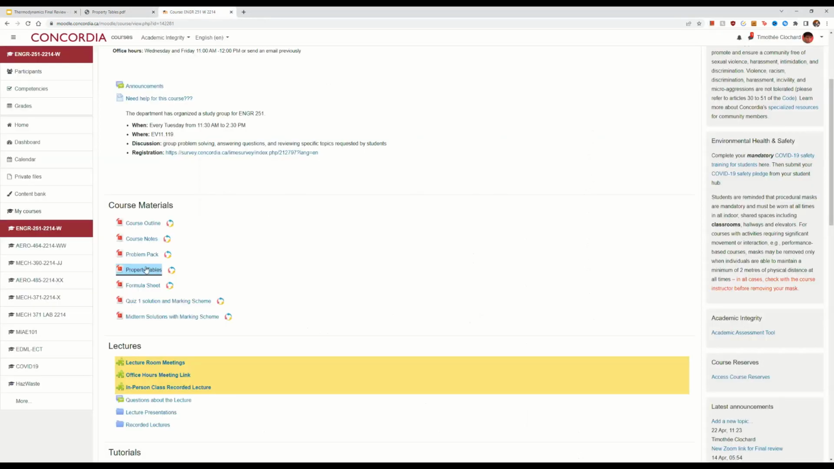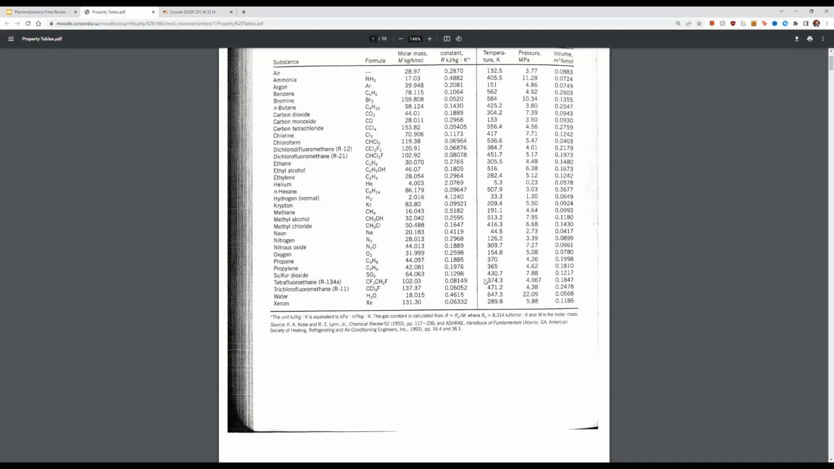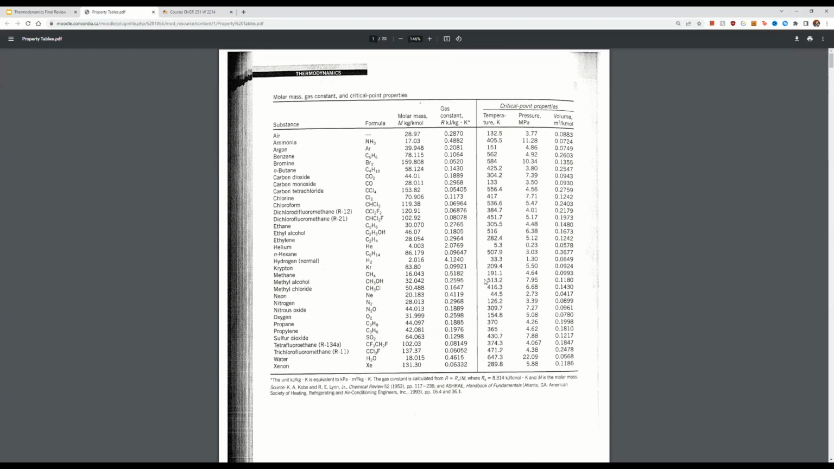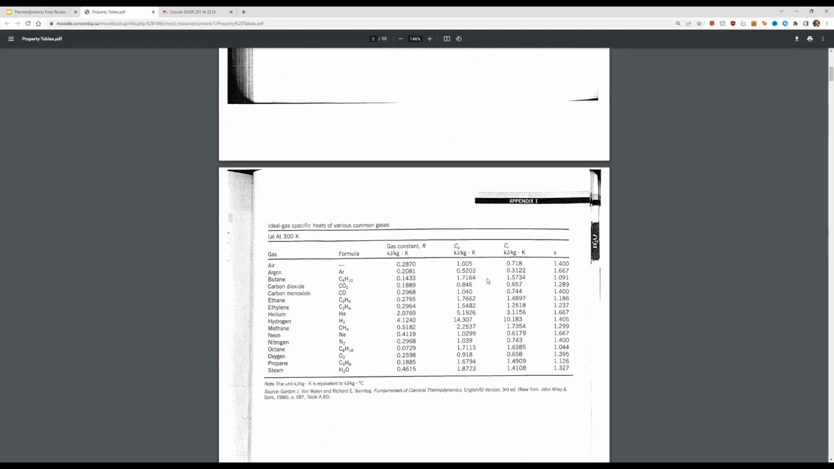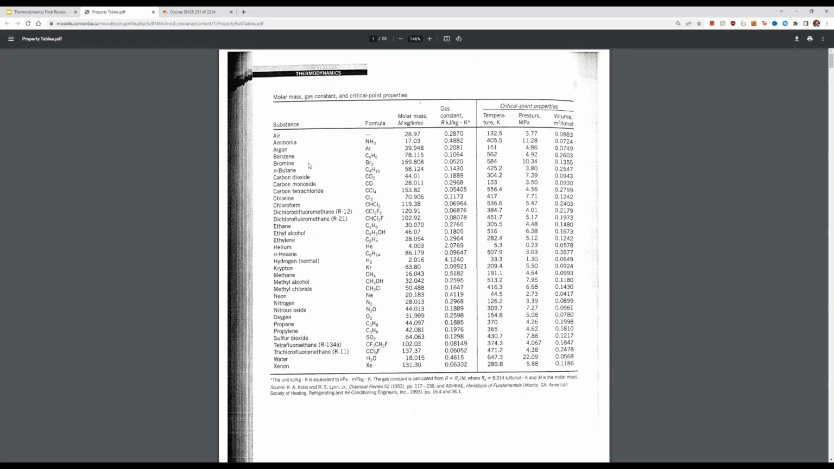You should all see the property tables by now. This is the one found in your Moodle page. It should be just the regular property tables. Almost all the pages are going to be helpful to you, especially when you're trying to solve exercises at home. And they definitely don't expect you to memorize all these values. The first page covers, for a bunch of substances, their formula, but that's not really important. Their molar mass, again, is not too important. I've rarely seen exercises using molar mass, but it can be. The gas constant is going to be very important, especially with the ideal gas law equations. The temperature and pressure at their critical point are there as well.